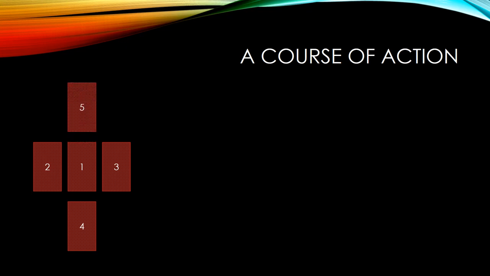And then, of course, card number 5, last card in the draw, is almost universal. What is the potential outcome? You've chosen a course of action already, so it's not helping you make a decision. But you've chosen a course of action, and this is what's going to happen at the end of that course of action.